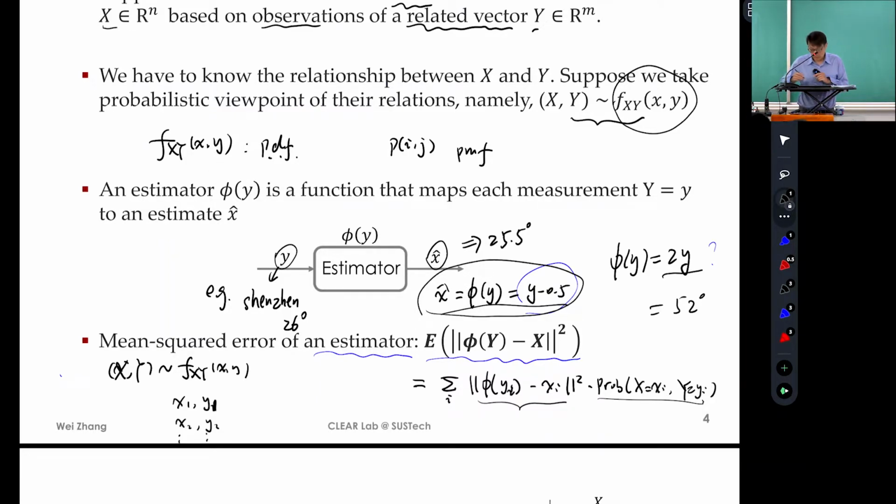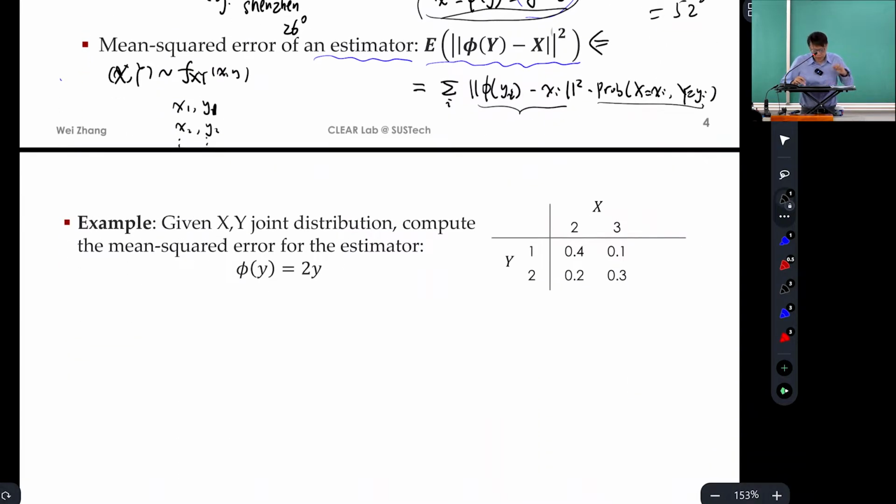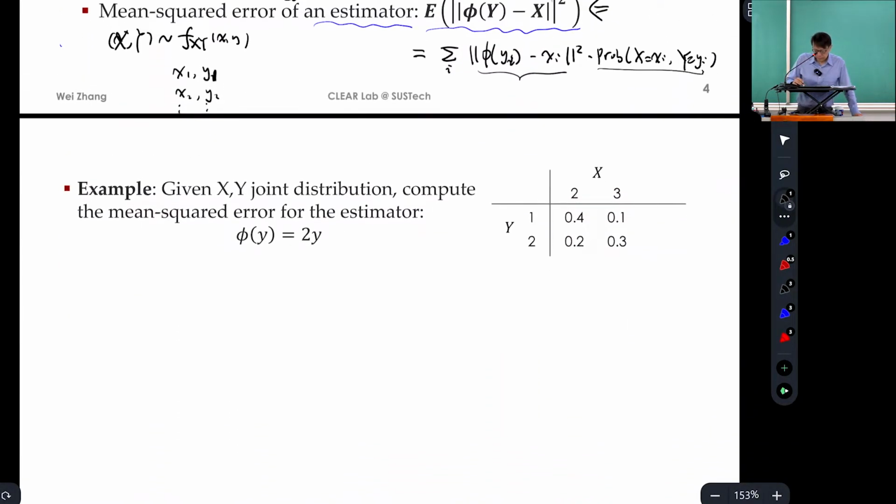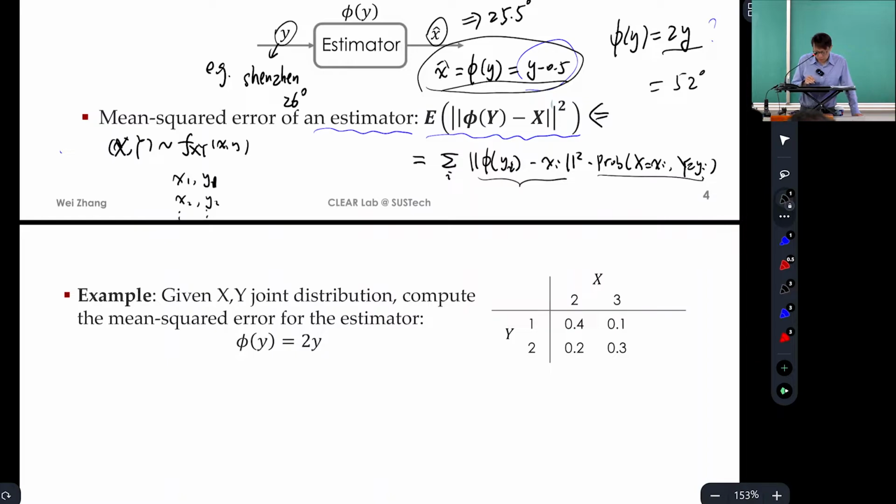This is our cost criteria. Can you define your own cost criteria? Yes. You can say this is a cube, or I like the fourth power, I like exponential, I like a log. Either way is fine, but this is what most people agree upon. This is the so-called minimum mean squared error. Let's work on an example. That's Yuntian, that's your estimator, okay?